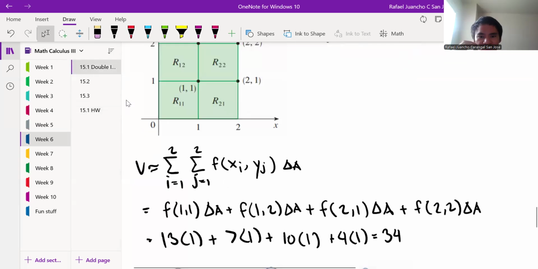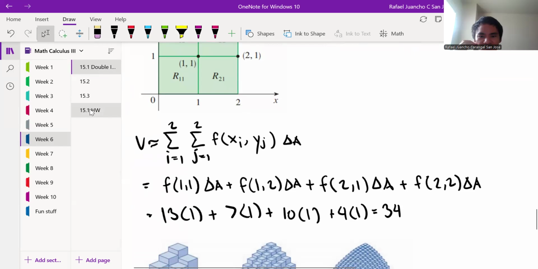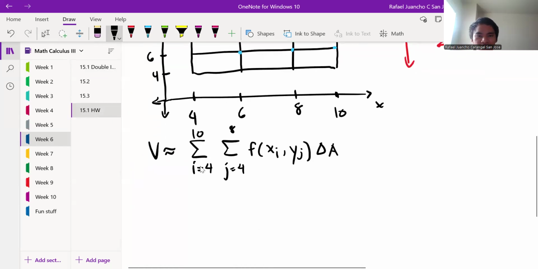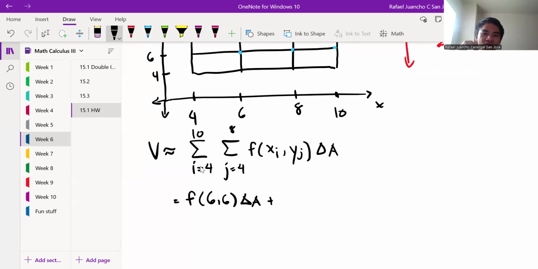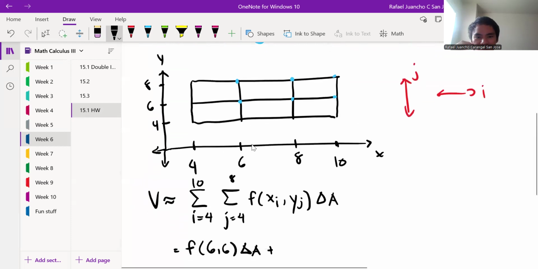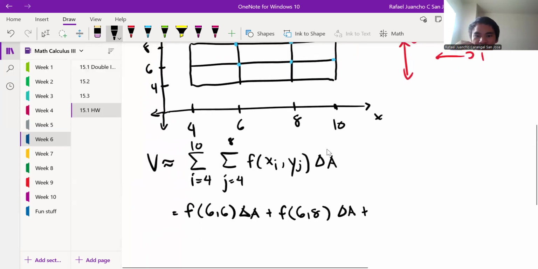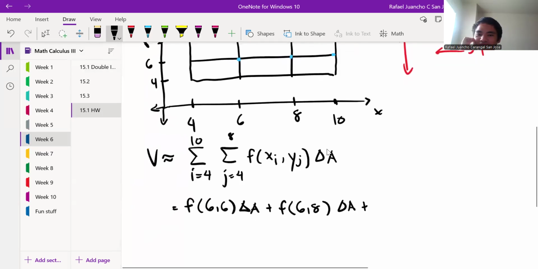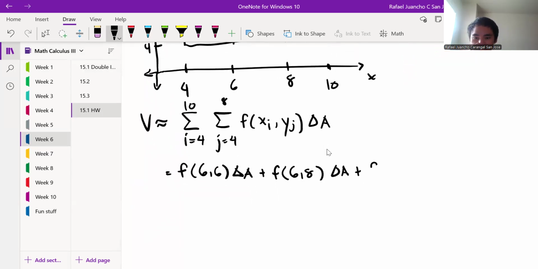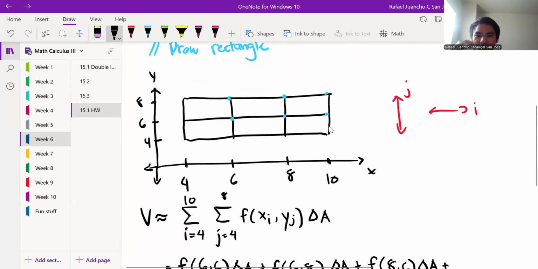So if I go here first, I'm gonna start off with f of 1, 1. Okay. Here I should start off with f of 6, 6 delta A. I'm gonna add it to f of 6, 8. Then my change in A. And then I go to the next one. Now I go to 8, 6. Then I do it again, 8, 8.